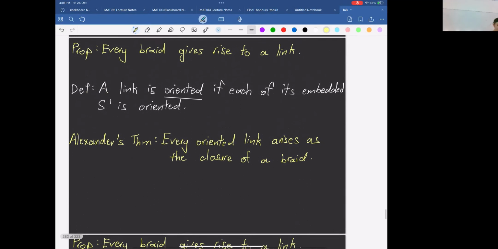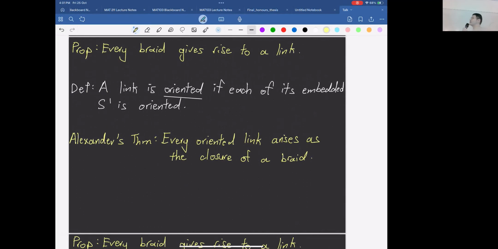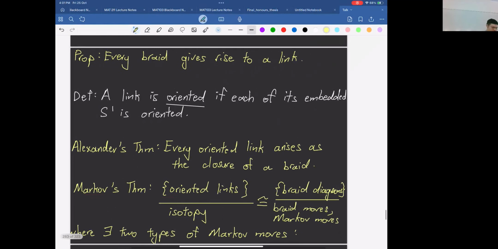Once we have this orientation, every oriented link arises as the closure of a braid, because our braid has a natural orientation there: top to bottom, bottom to top. So how about relating oriented links to the braid diagram? This is by the Markov theorem. There is an equivalence between oriented links and braid diagrams here.